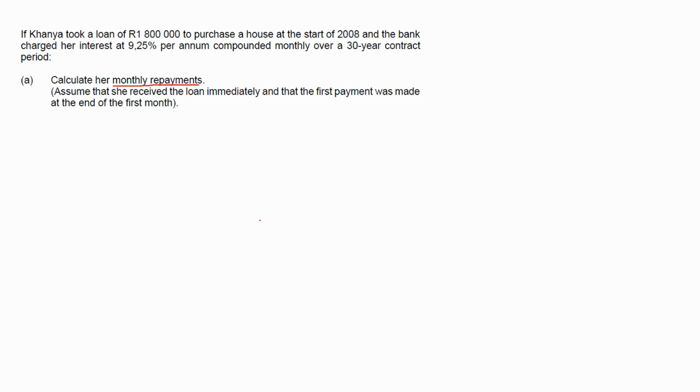Right, assume that she received the loan immediately and that the first payment was made at the end of the first month. So this is a normal annuity. Why is it an annuity? We're looking for monthly repayments. So it is an annuity.